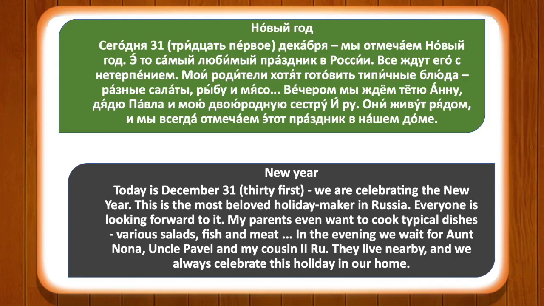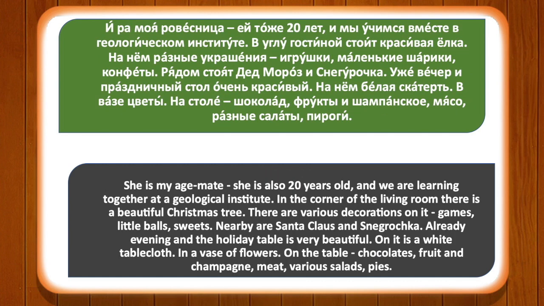Они живут рядом, they live nearby. So жить verb has been conjugated as они живут рядом. Мы всегда отмечаем, we always celebrate этот праздник в нашем доме. Где? В нашем доме, in our house. Ира моя ровесница. She is of my age. So for Ira, Tanya is saying, Ира моя ровесница. If it is a boy, then ровесник.